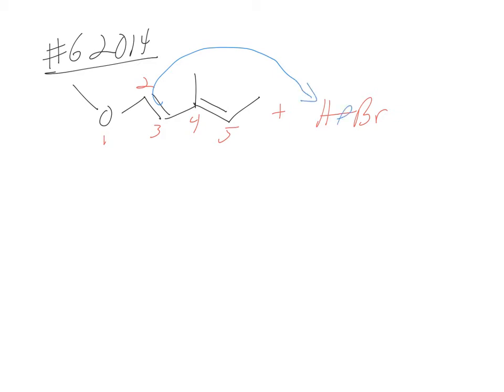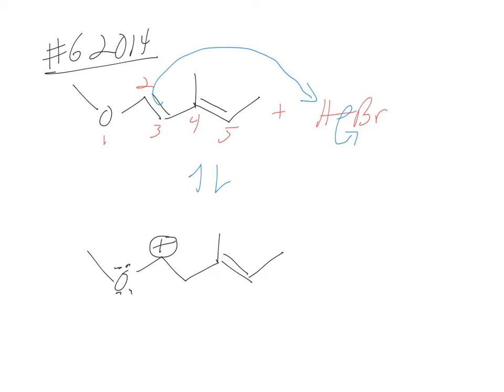Because you're going to form the most stable carbocation this way. Remember, alkenes reacting with HBr make carbocations. So where should I put a plus charge? On carbon 2. Now, why would that be really stable? Lone pair resonance.